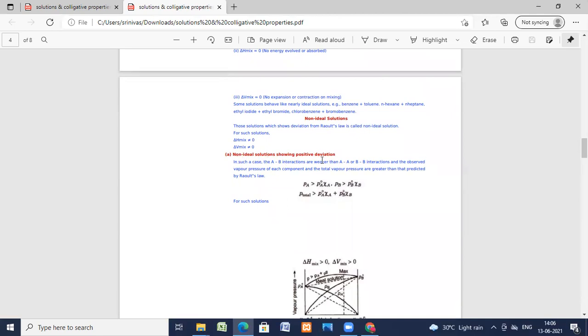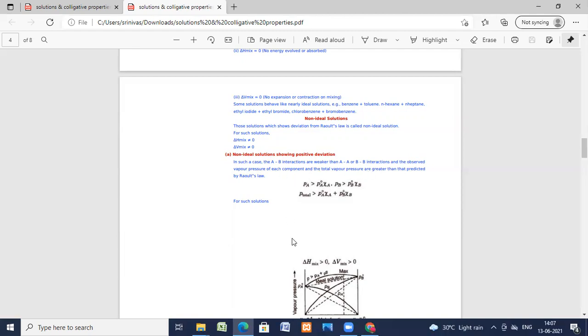So, AB interactions are weaker than AA and BB. See, AA is the solvent interaction, BB is the solute interaction. After mixing, you get the AB solution, solvent and solute. This is solvent and this is solute. So if the interactions between AB in the total solution are weaker than the previous ones, they are called non-ideal solutions, which show positive deviation.